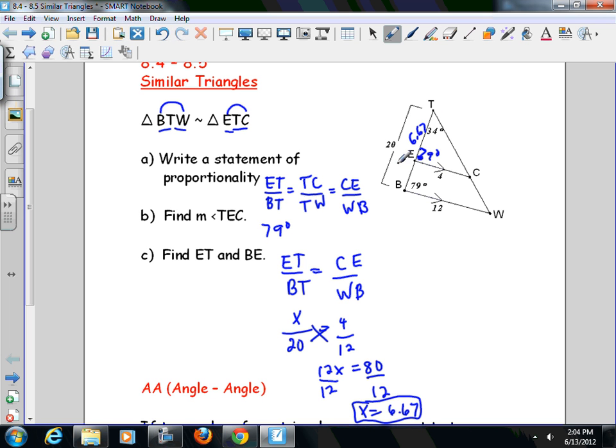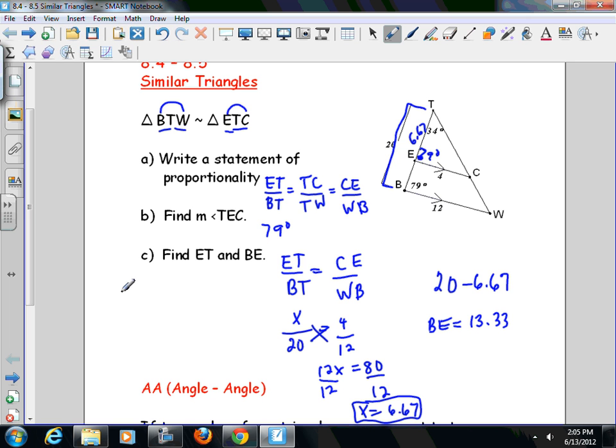That's ET. Now, it said find the length of BE. Look at this. We know the length of BT, which is 20. We know from E to T it's 6.67, so we can just subtract: 20 minus 6.67, which is really 6 2/3. 20 minus 6.67 gives us 13.33. And that gives us the length of BE.